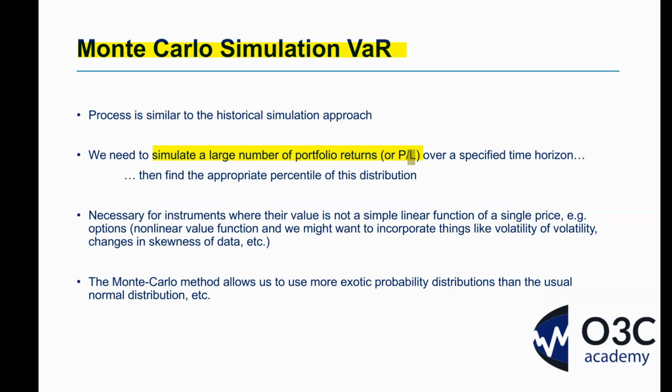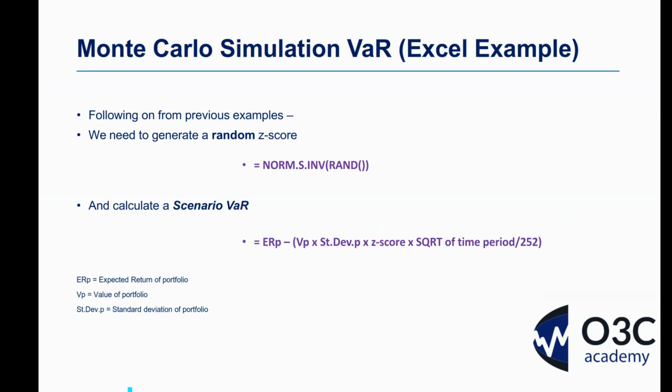Now, this kind of method is necessary for any instrument where their value is not a similar linear function of a single price. So for things like options, but that's a conversation definitely for another day. What we're going to use is more exotic probability distributions than simply the normal distribution that we've been criticizing up to our point here. So following on from those previous examples anyway, instead of just inputting a z-score calculated from our confidence interval, we're going to need to generate a random z-score.